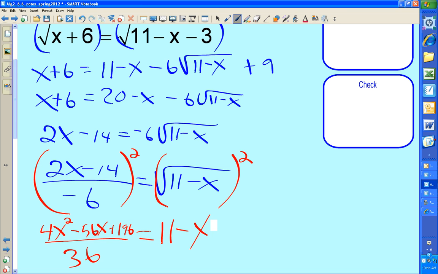Again, I know that you could have simplified earlier. And if you want to do that, that's fine. You could have factored out a 2 from the 2x and the 14 and cross-canceled it with the 6. It's not going to matter in the long run.